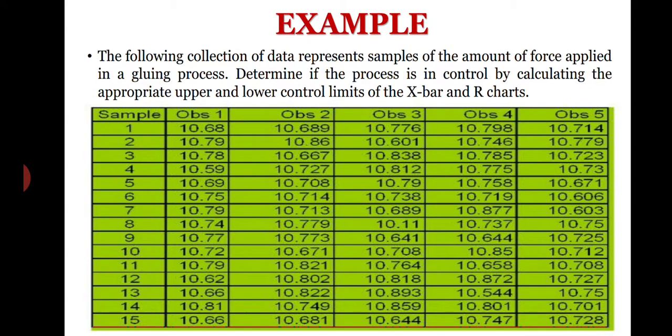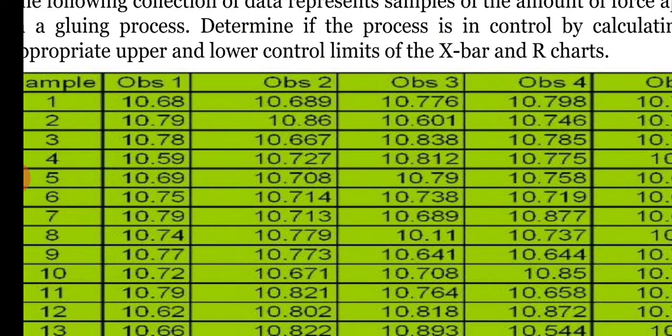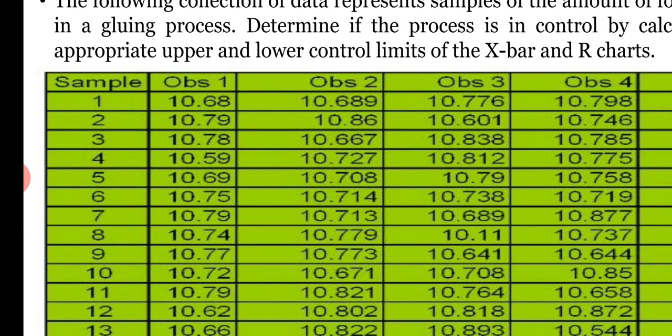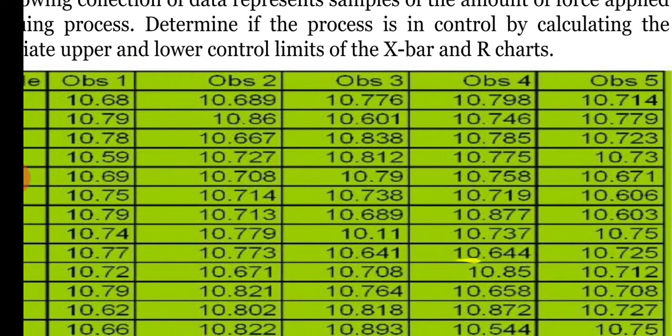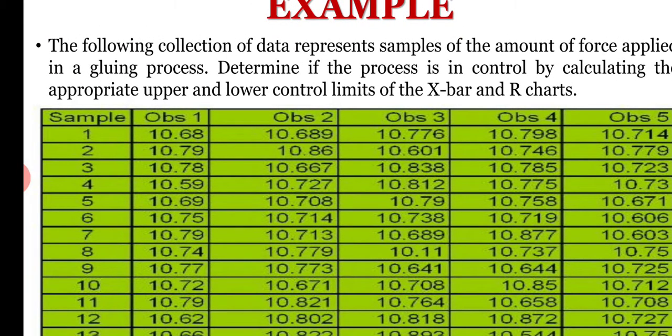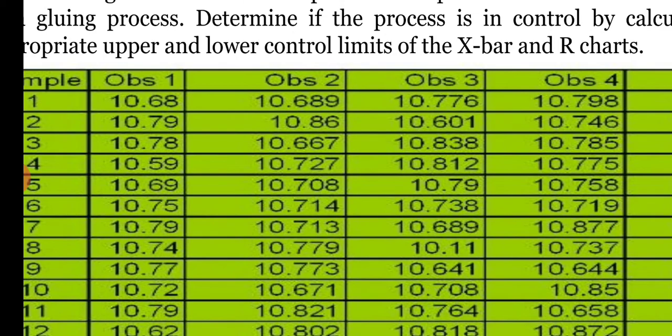Now we are having 15 samples with us. Each sample has 5 observations: first observation, second, third, fourth and fifth observation. We are not bothered about the unit, because we only have data where some force is being given. I am not telling you that it is in kilogram force or Newton; everything given is force. For the first sample you can see the values are 10.68, 10.689, 10.776 and 10.798.